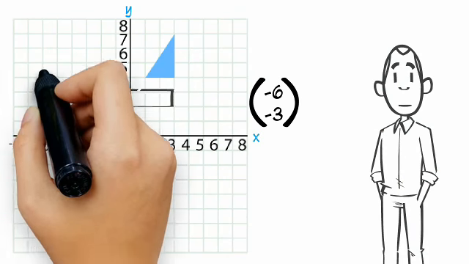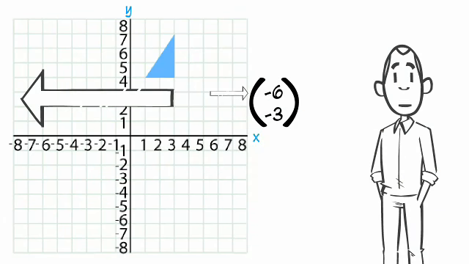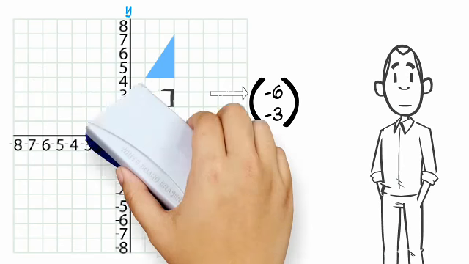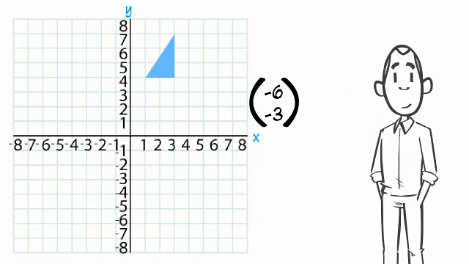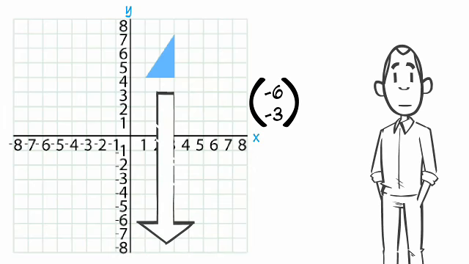So finally, remember, when a shape moves to the left, the top number of the vector must be negative. When the shape moves down, the bottom number of the vector must also be negative.